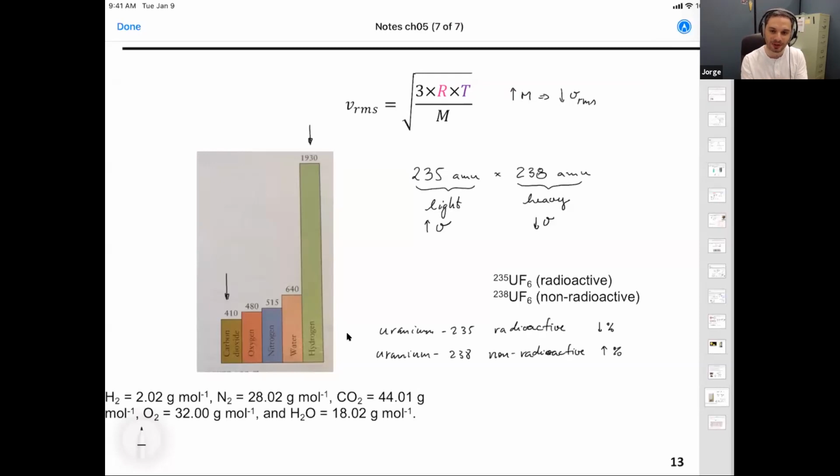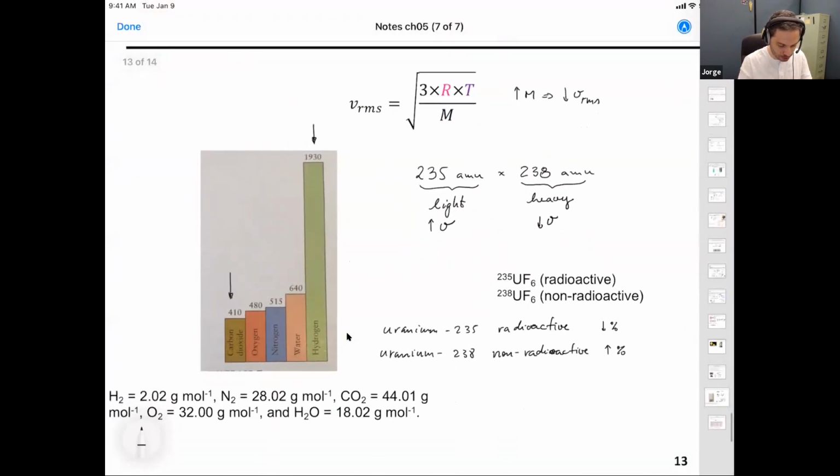Because the mass difference is so small, this process is really hard to achieve and also really expensive. And that's why we cannot get 100% of uranium-235. It's cost prohibitive. Okay? And that's how the enrichment process of uranium works. It's based solely on the different speeds that the gas moves around a straight line.